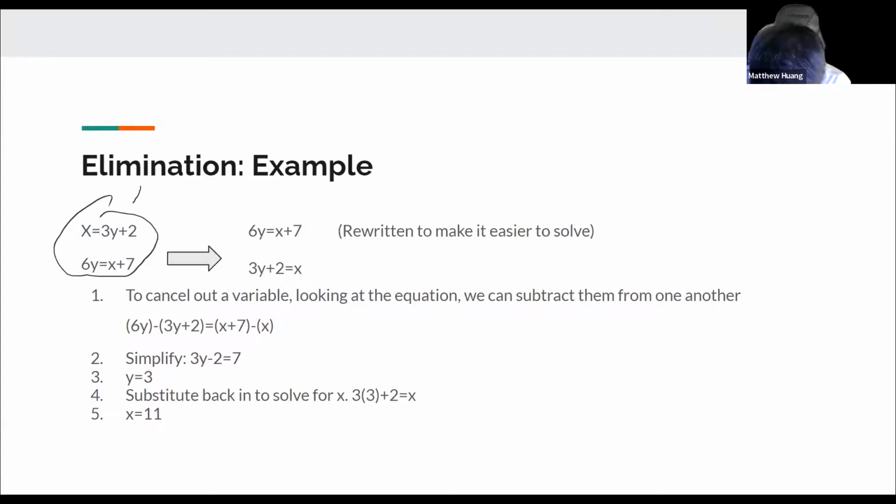So we can subtract the two equations from each other, right? Because we have x on this side and x here. So when we subtract them, we'd subtract 3y from 6y, and we subtract 3y plus 2 from 6y, and we subtract x from x plus 7, right? So the equation would be something like this. So we just subtract the two equations from each other, and we would end up with what we have here. So what's left? We don't have any more x variables left in the equation.